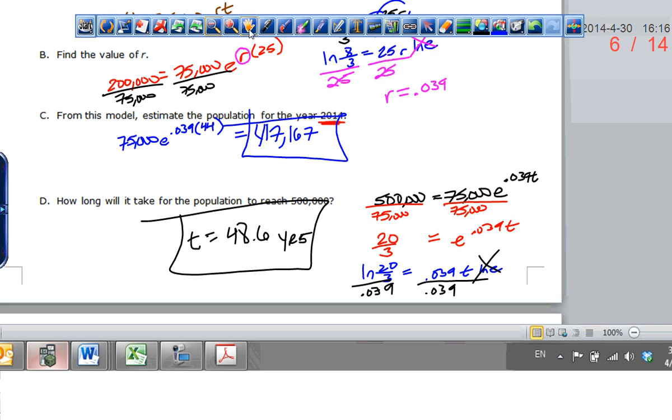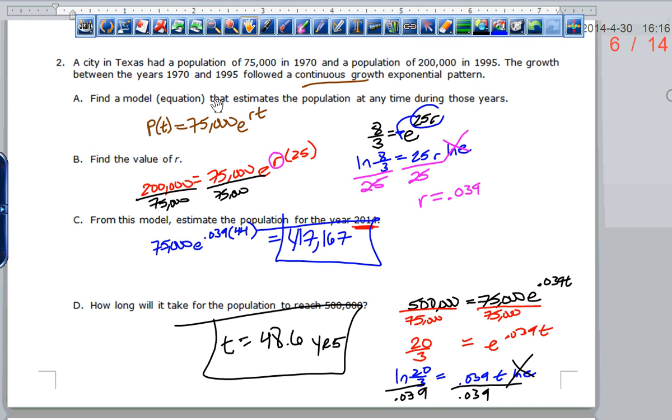All right, here it all is. Number 2, the first thing is we're writing our equation. It says continuous, so 75,000 times e to the rt. We're trying to figure out what r is, so we have to work backwards. Now this time, since we're dealing with natural log, we're going to be taking the natural log of both sides to get that 25r out in front. Then we divide both sides by 25, and we get the rate is 0.039. Now the 0.039 means that the growth rate is 3.9%. Not necessary for us to know, but good to be able to just know what the problem is talking about.